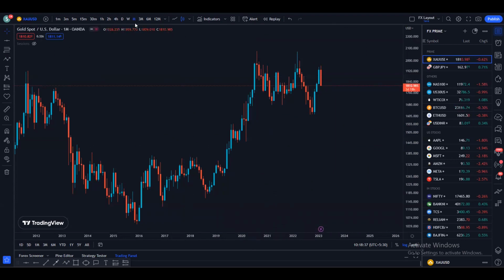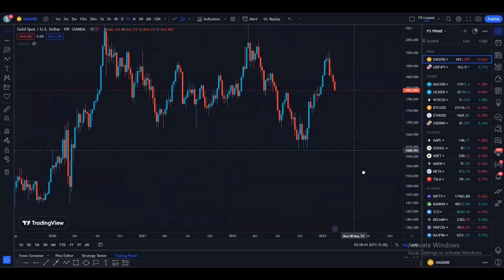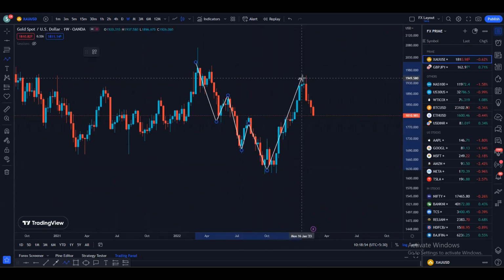Now, to find out more detail, let's go to weekly time frame. On the weekly time frame, as we can see, price was coming down. We were making low, high, lower low, lower high, lower low. And then the price broke the previous high, kind of broke the market structure on the weekly. We made a new high.